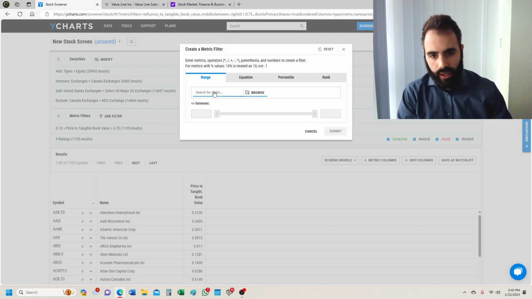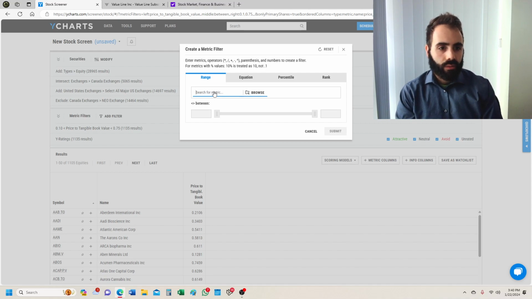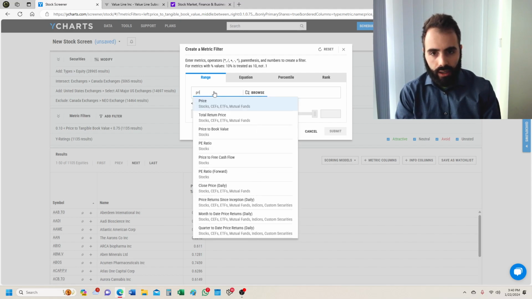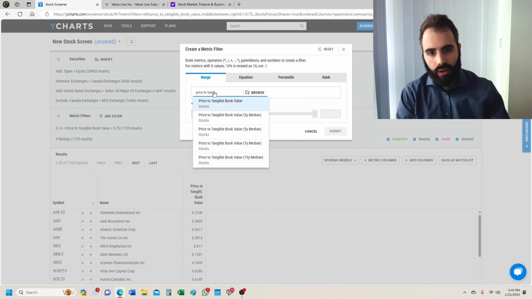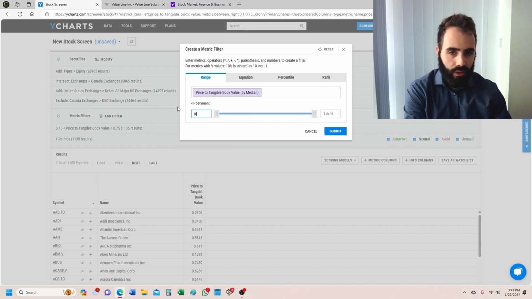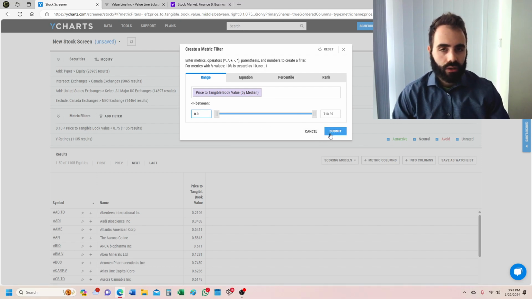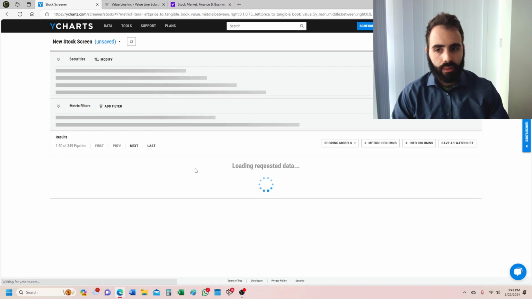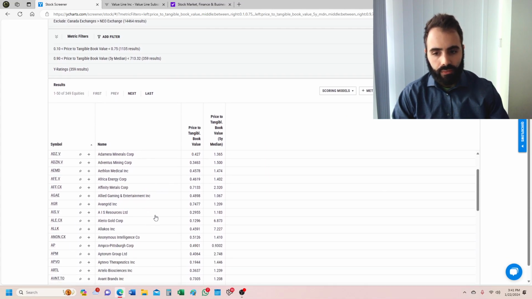I also like looking at what the 5-year median price to tangible book value is. The reason is I'm not looking for companies that are trading below their tangible asset value for tremendously long periods of time. I want to see that they've demonstrated that most of the time they're trading at a higher price level. So for price to tangible book value, I can look at the 5-year median. We want to see that it's greater than something like 0.9. That shows that there's at least a history of the company being fairly valued most of the time.